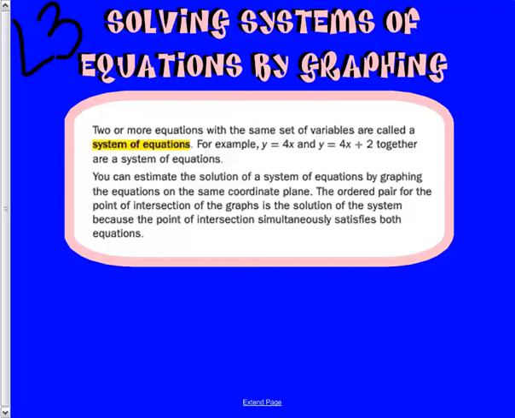Today we're talking about solving systems of equations by graphing, so make sure you pause the video and take a second to write down this title. This is the third lesson that we're doing, so make sure you have L3 next to the title. Okay, so what we're talking about are systems of equations.